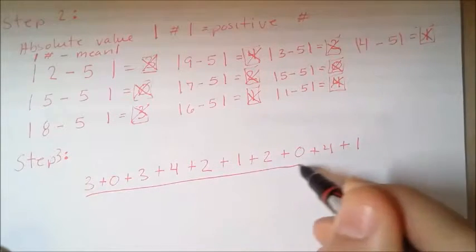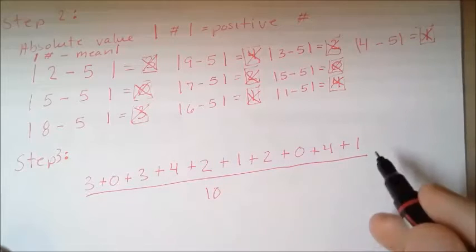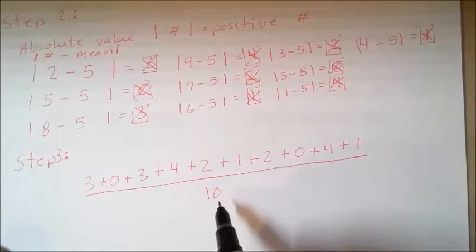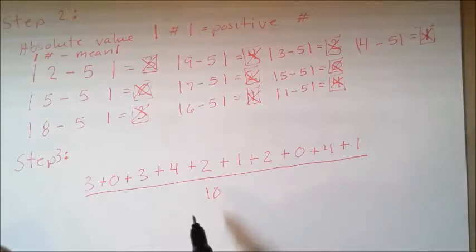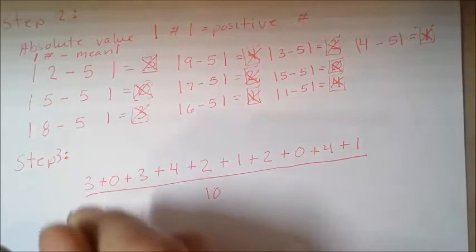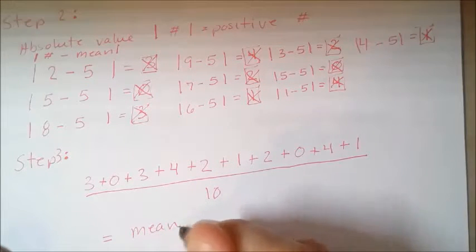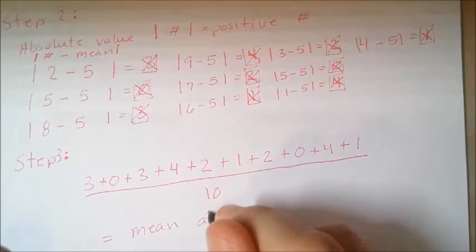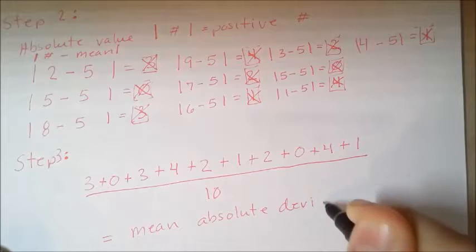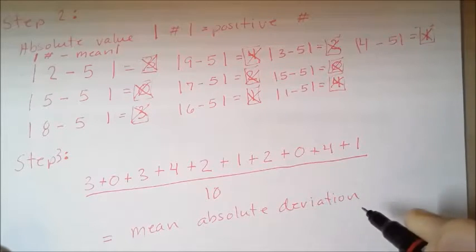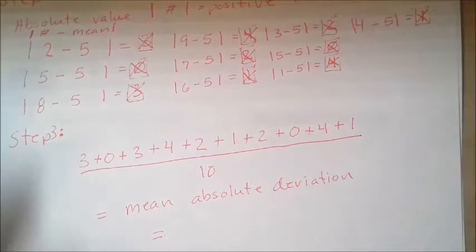Then when we get done adding this all together, we're going to divide it by the number of numbers that we added up, right? So we're going to divide it by the number of data that we added up. And so we have 10 digits, so we're dividing by 10. And that's going to equal our mean absolute deviation. And we'll be done. So let's go and put these in the calculator and let's see what we come up with.